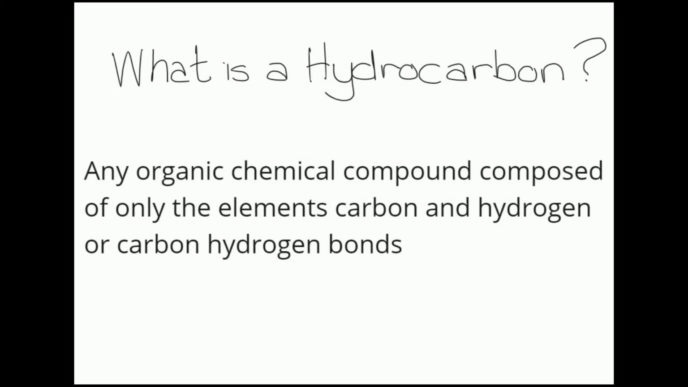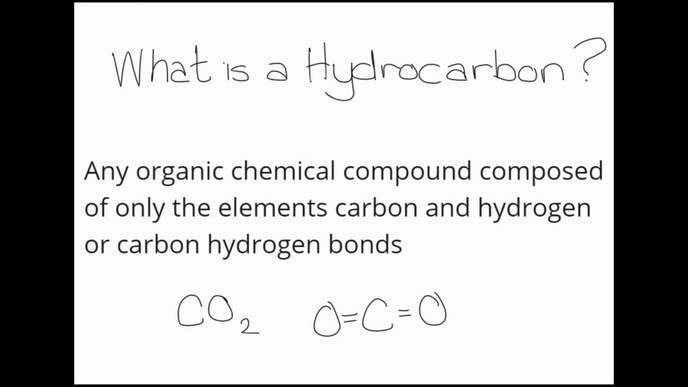By definition, a hydrocarbon is any organic chemical compound composed of only the elements carbon and hydrogen, or we can say that it contains carbon and hydrogen bonds. So I'm going to whip up a few examples just at the bottom here. We're going to look at two compounds. Our first compound is CO2, or carbon dioxide, and this is the structure of carbon dioxide.